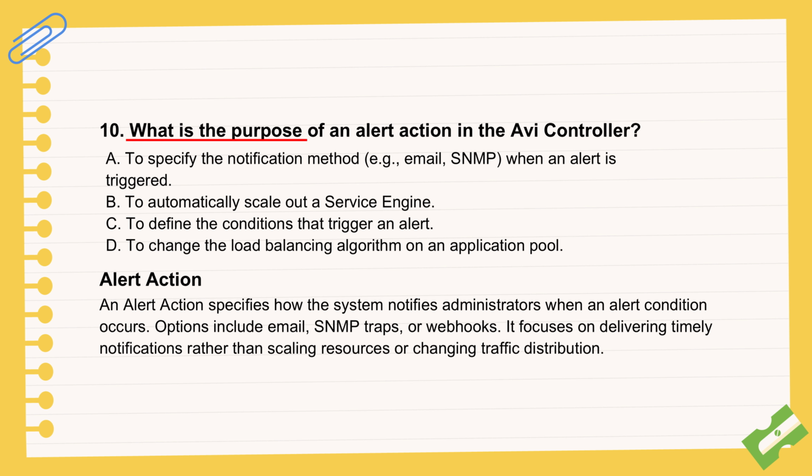So what does it do? Its sole purpose is to specify the notification method. When an alert is triggered by some condition, where does the message go? Ah, so like send an email, or an SNMP trap, or call a webhook. Precisely. It's purely about communication and notification, not defining the trigger condition or the automated response. Yeah. Just how you get told about it.